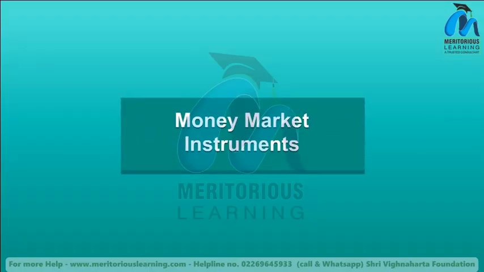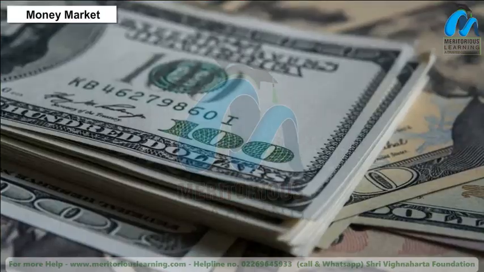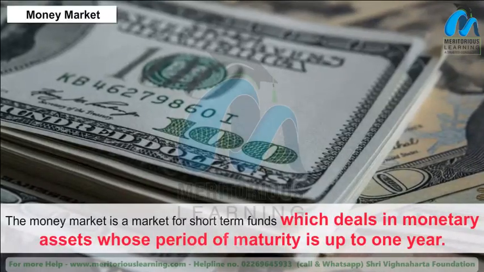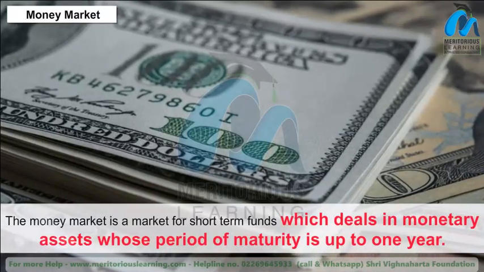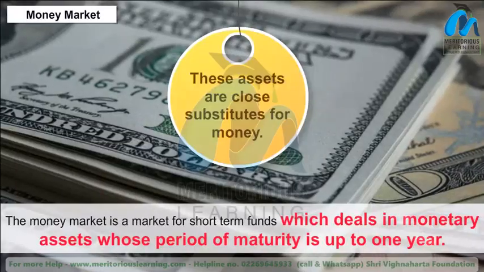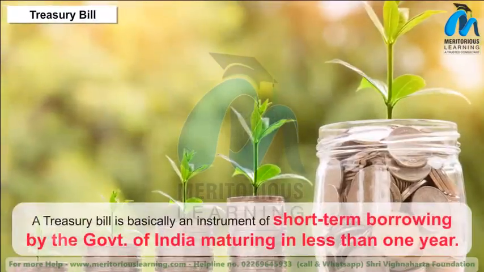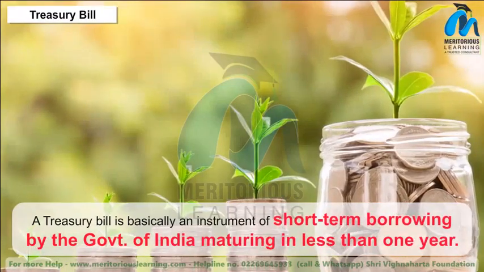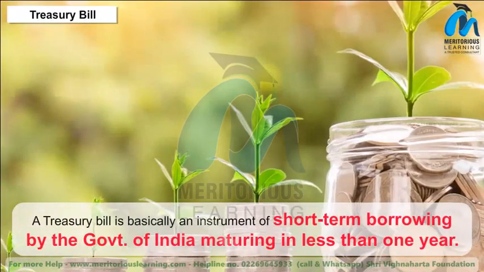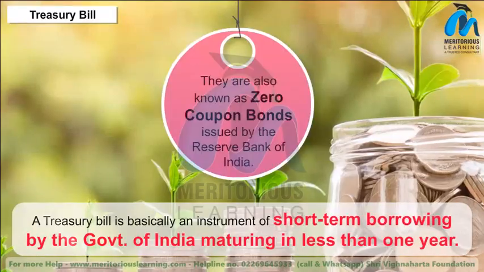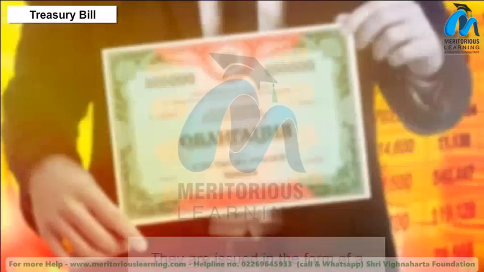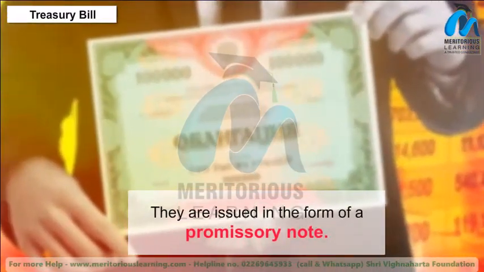Money market instruments. Money market. The money market is a market for short-term funds which deals in monetary assets whose period of maturity is up to 1 year. These assets are close substitutes for money. Treasury bill. A treasury bill is basically an instrument of short-term borrowing by the Government of India, maturing in less than 1 year. They are also known as zero-coupon bonds, issued by the Reserve Bank of India. They are issued in the form of a promissory note.